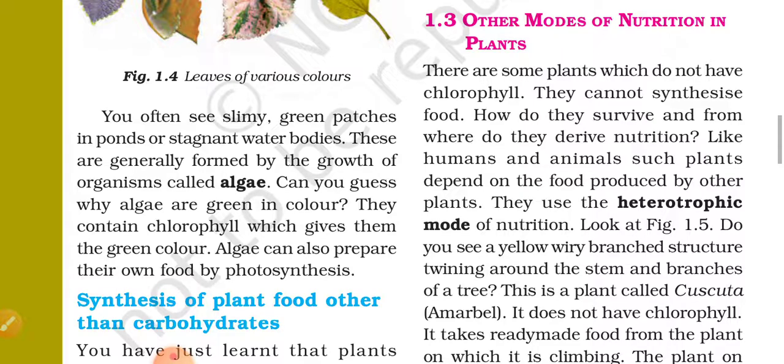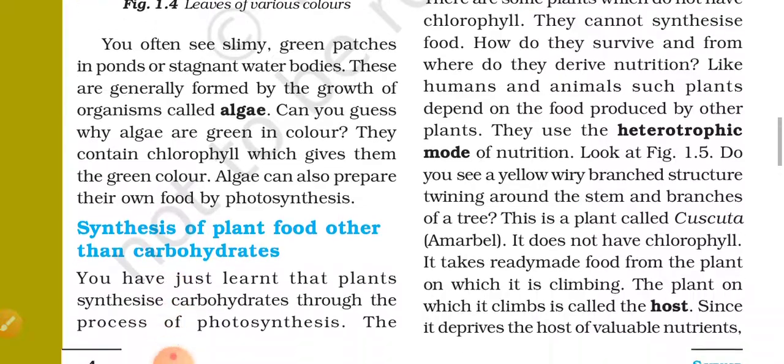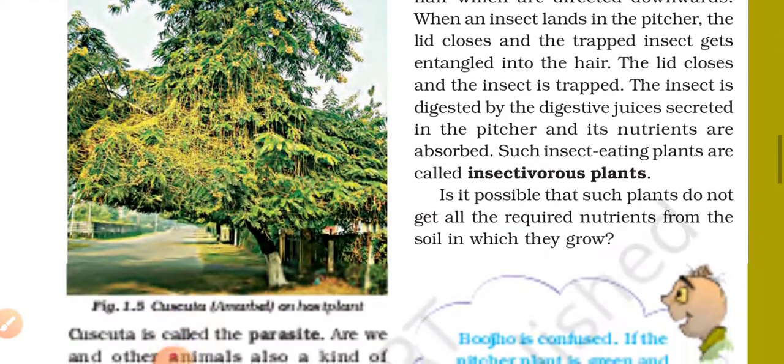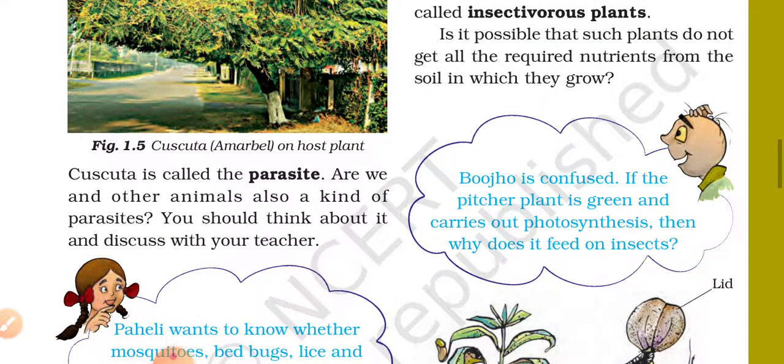Look at figure 1.5. Do you see a yellow wiry branched structure twining around the stems and branches of a tree? This is a plant called Cuscuta, amarbel. It does not have chlorophyll. It takes ready-made food from the plants on which it is climbing. The plant on which it climbs is called the host, since it deprives the host of valuable nutrients. Cuscuta is called a parasite.